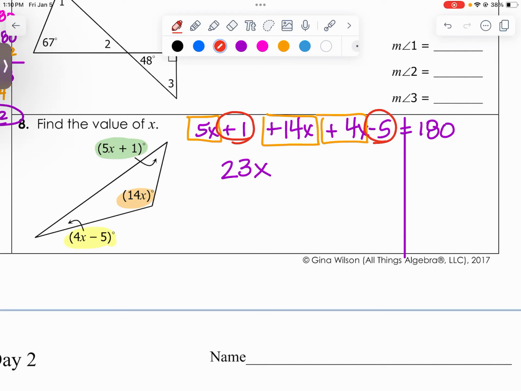When we combine those, what does that get us? Yeah, negative 4, you're right with the negative. Okay. So I want to make sure that you have written down, now we have 23x minus 4 on the left side, and it equals 180.